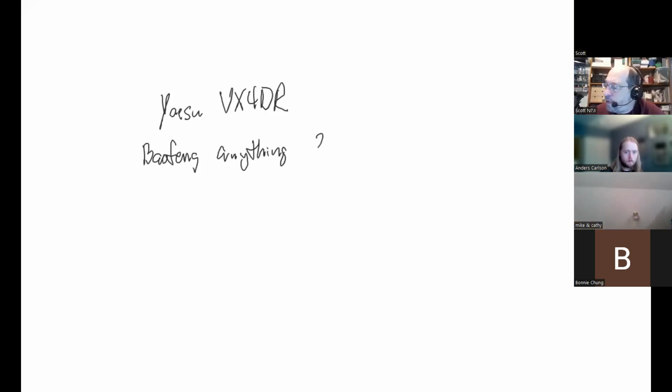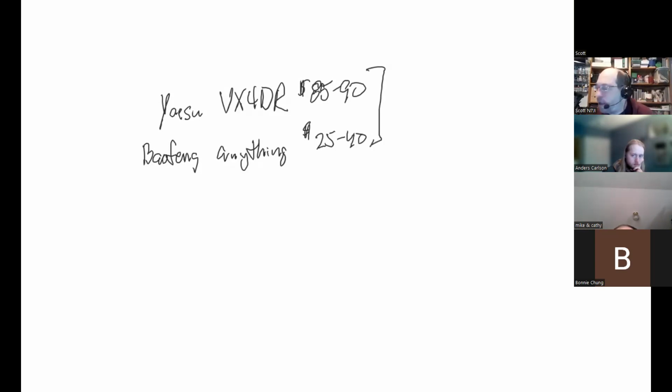This costs between $25 and $40. This costs $85 to $90. This is the exact same chipset. It's the exact same RF amplifier. It's the exact same battery that does the exact same job with the exact same antenna. What is the difference between the exact same radio if you have a difference in price between $85 and $90, assuming that the Yaesu is just going to be a little more expensive because it's a little more expensive brand than a Baofeng? What is the fundamental difference?